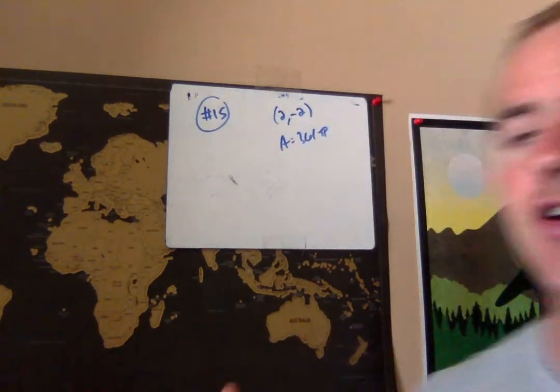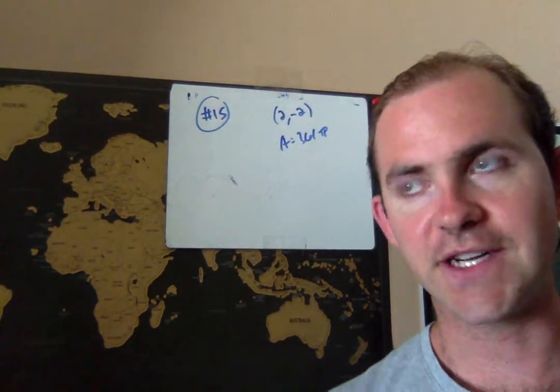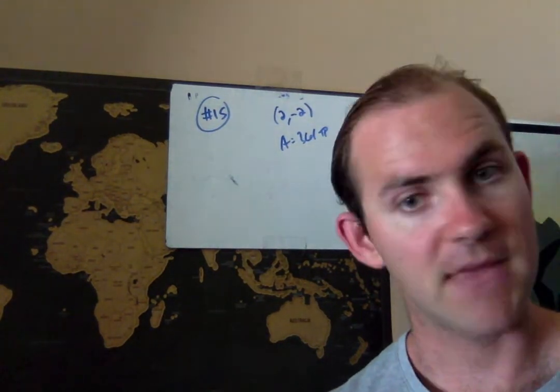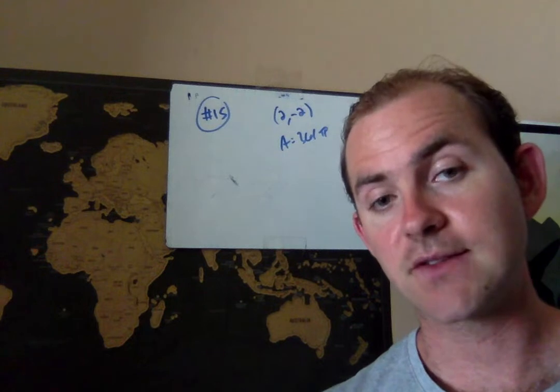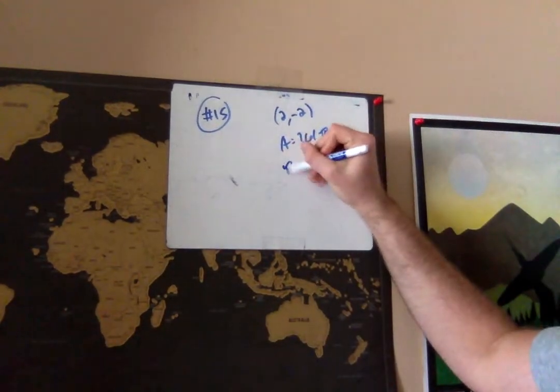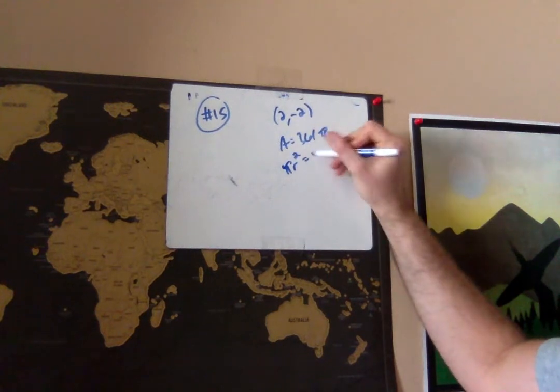Now, in order to write the equation for a circle, I need to know two things. I need to know the center, and I need to know the radius. Let's check. Do I know the center? Yes, I do. Do I know the radius? Sadly, no. So here's what I gotta know. What's area? Pi r squared, right?